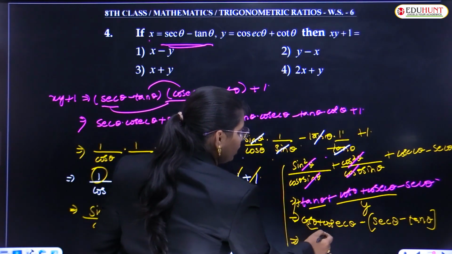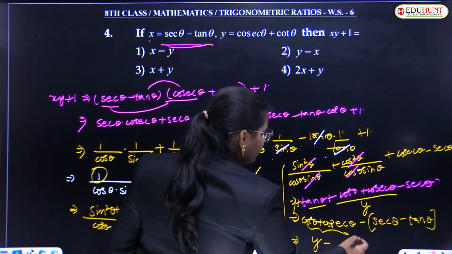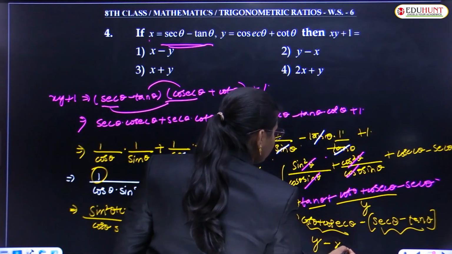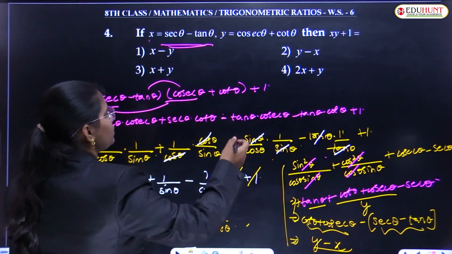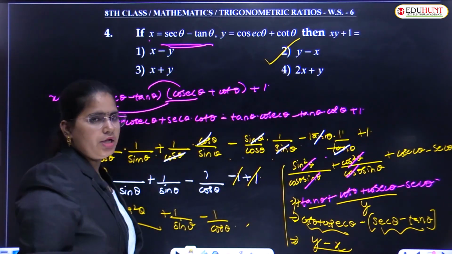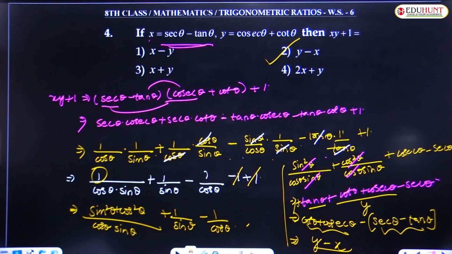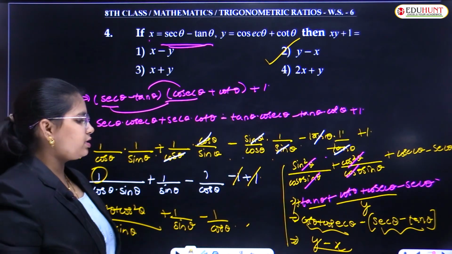So what I'm going to get? This particular value is equal to y minus, and this particular value is equal to x. So what is the answer? It is simple. It's option number 2, y minus x. Can I move to the next one? So what is my next question?